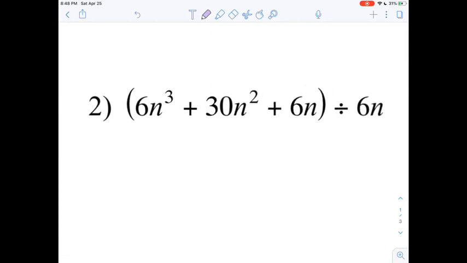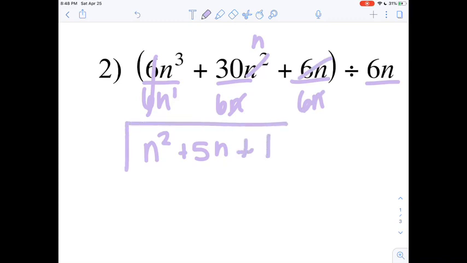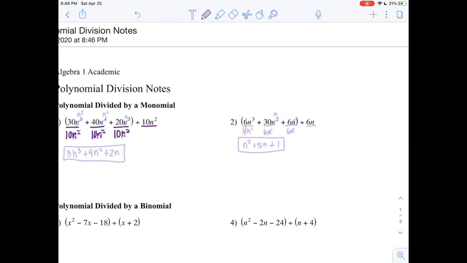So in number 2, I'm going to divide everything by 6n. I get 6 divided by 6, those cancel out. Then n to the third divided by n. Remember, you do 3 minus 1, which is 2. n to the third is bigger, so n squared is going to stay up top. Then 30 divided by 6, that's 5. n squared divided by n, that's n. And then 6n divided by 6n is just 1. And there's your final answer.